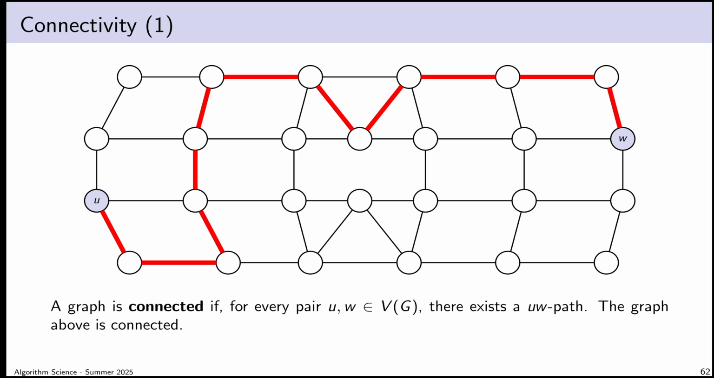Okay, so now let's talk more about reachability. If I have a graph where any two vertices are reachable from each other, so in other words, if I pick any two vertices I want, there's always a path between them, then I have what's called a connected graph. A graph is connected if for every pair there is some path between that pair of vertices. And of course, this graph here is connected.